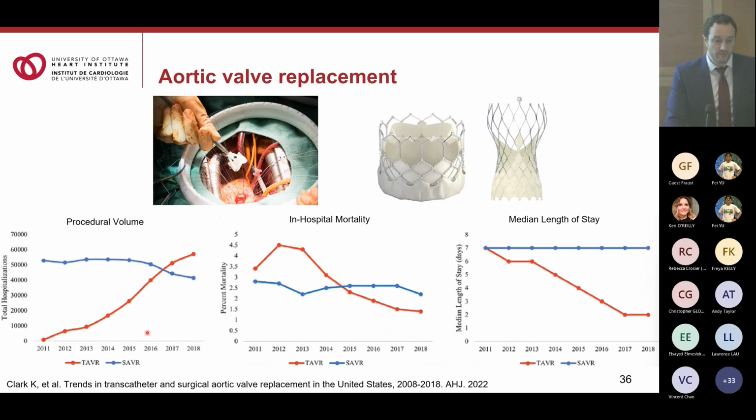Now, in terms of aortic valve replacement, so switching gears, we've really seen over the last 10 years a very significant increase in the number of transcatheter aortic valve implantation that's been performed. This is data from the US, but we see that starting in 2017, it's overtaken surgical aortic valve implantation. And we see that probably patients with less comorbidity are now treated with TAVI now that the most recent clinical trials have been published. So the mortality in hospital has been decreasing throughout that decade.